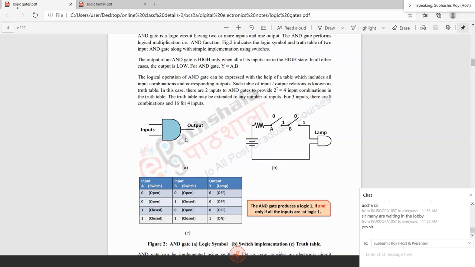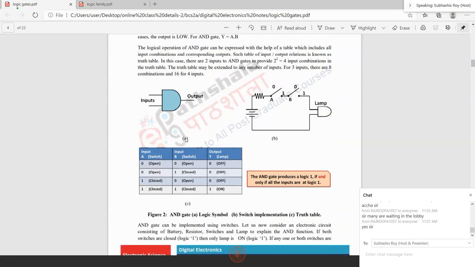So the AND gate is also a decision-making gate. How do you make a decision? If your system should give an output only when both inputs are 1, then only will the system give you an output. So in that case, you can use the AND gate concept. Okay, so this is the AND gate.